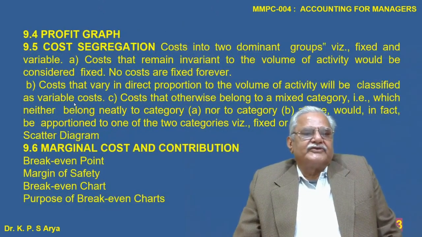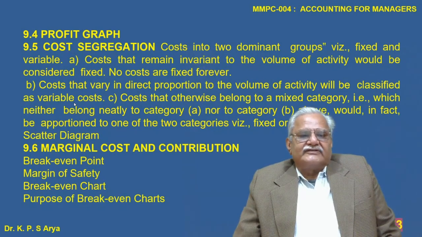Now, this is a profit graph. Cost segregation into dominant groups, with fixed and variable cost. Cost that remains invariant with volume of activity would be considered fixed. No cost is fixed forever. Costs that vary in direct proportion to the volume of activity will be classified as variable cost. Costs that belong to the mixed category, which neither belong neatly to category A or B above, would in fact be apportioned to one of the two categories, fixed or variable.